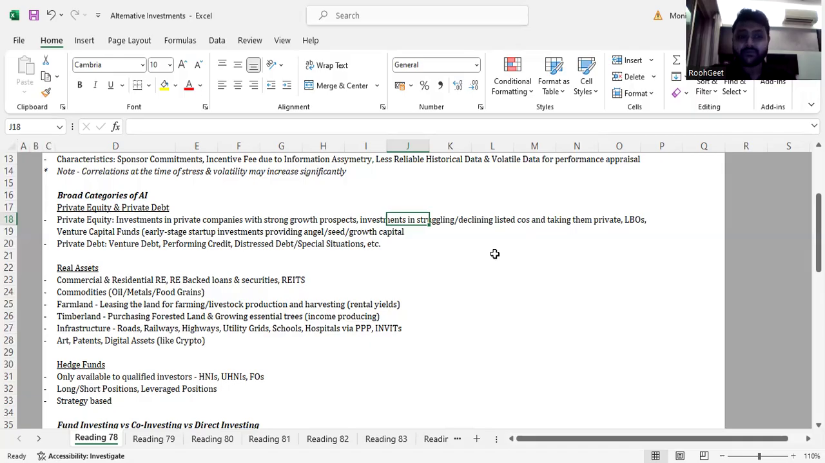Now what is this? First of all, by the way, your question would have been that even banks can give debt. Banks bhi de sakte hai debt. Then why are they coming to venture debt and performing credit and distressed debt? There's a difference, guys. Banks generally back large institutions. Okay, banks will give loans only to companies with heavy balance sheet, heavy profitability, good cash flows, and above all, a very nice investment grade credit rating.